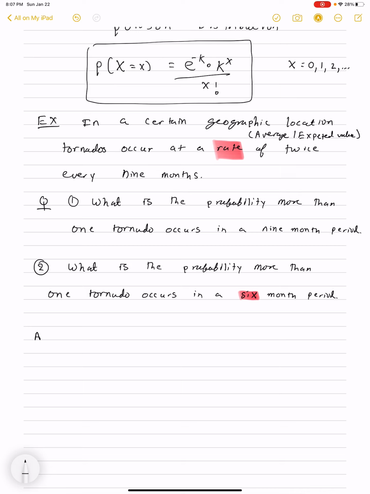So let's answer 1. In this scenario, we're asked what's the probability more than one tornado occurs in a 9-month period. So here I'm going to set my random variable x equal to the number of tornadoes in a 9-month period.